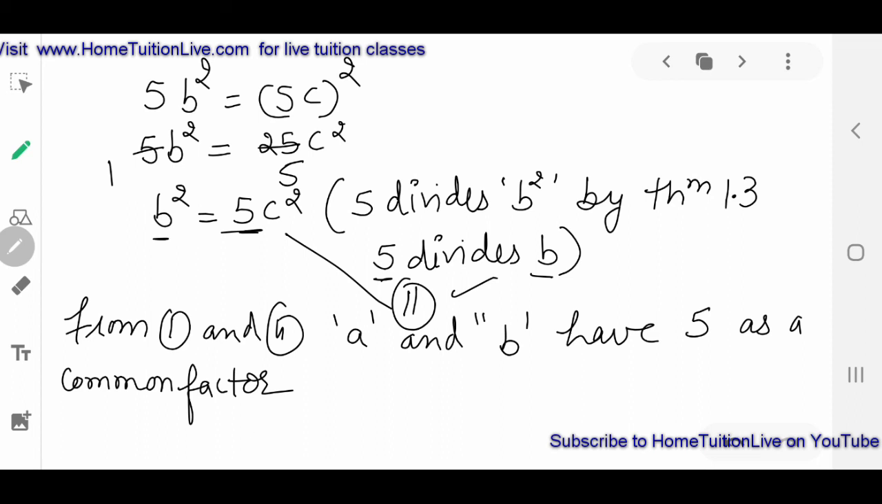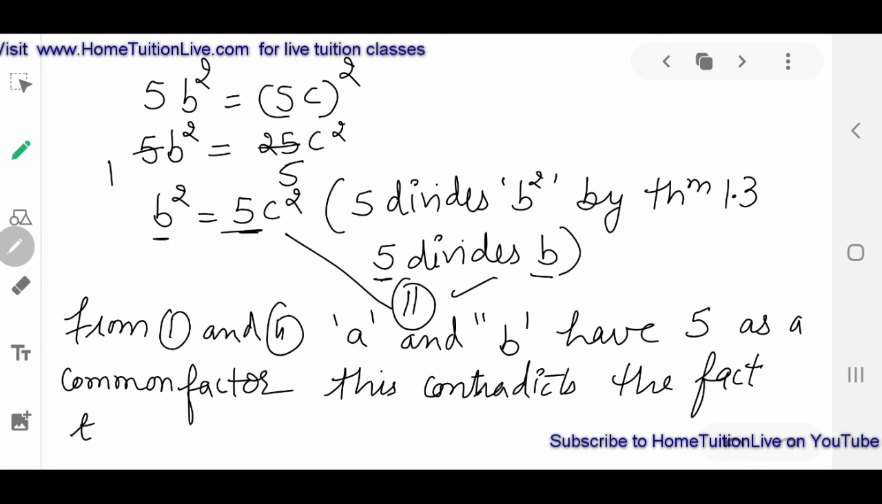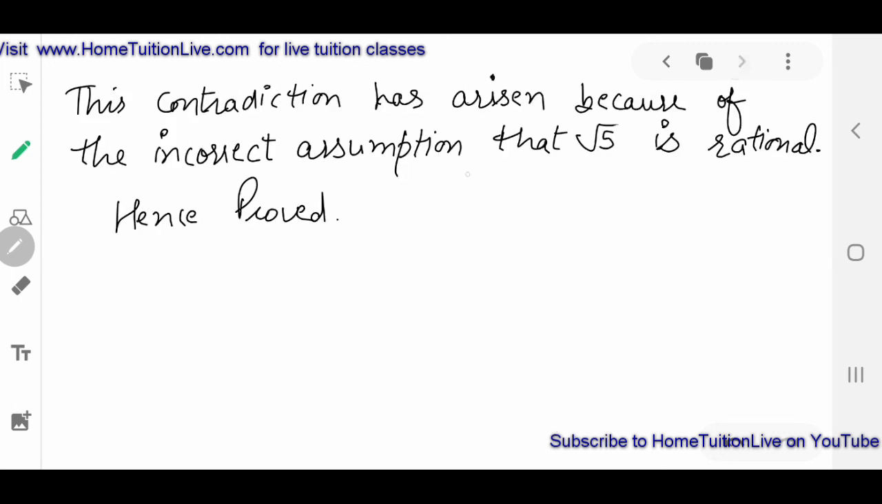contradicts our fact, this contradicts the fact that a and b are co-prime. And this contradiction arises because of the incorrect assumption that root 5 is a rational number.